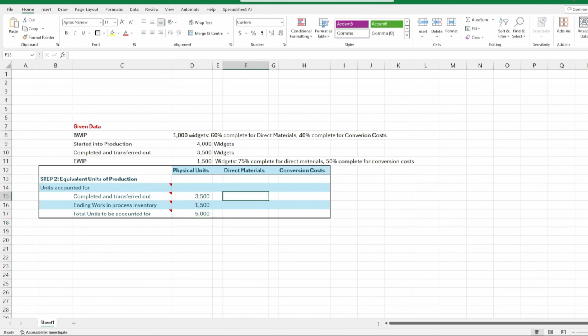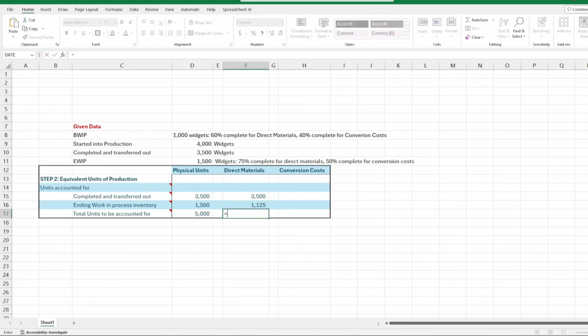So now for direct materials, completed and transferred out. It's going to stay as 3,500 since we're not given any percentages on this one. And then ending work in process, since we're given a percentage, so it says 1,500, we're 75% complete for direct materials. So I'm going to do a star, which means times, and then I'm going to write 75%. Or you guys can do that or this 0.75. So I'll just show you guys. It gives you the exact same number.